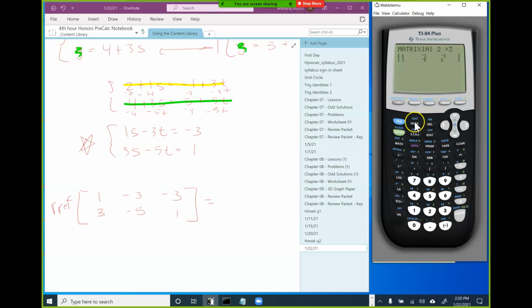Okay. To get the RREF command, I'm going to go back to the matrix menu, but this time I'm going to go to the Math tab, and I'm going to scroll all the way down to the bottom till I see the RREF. It's like Command B. And I'm going to press Enter. That's going to paste it onto the home screen. And then I'm going to go back and retrieve Matrix A, where I typed everything in, and press Enter.